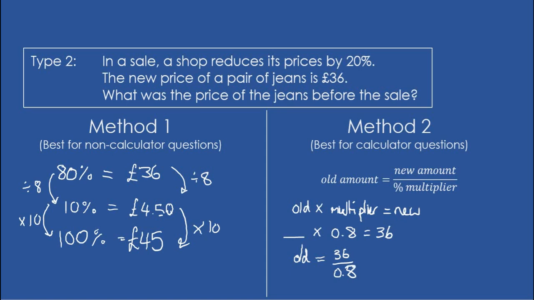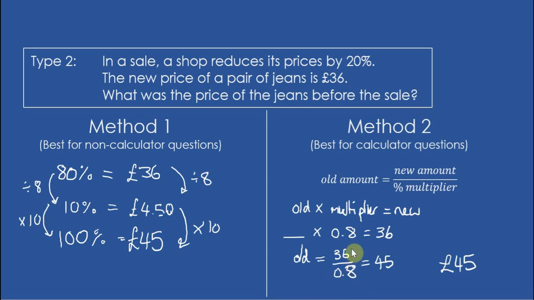Okay, and you might be thinking, well, surely division makes an answer smaller. Well, not if we're dividing by something less than 1. Okay, if we do that on a calculator, we would get the same answer. Okay, it's quite an efficient method.